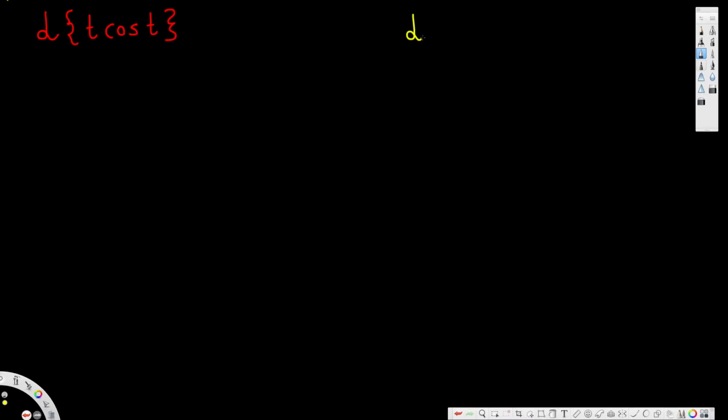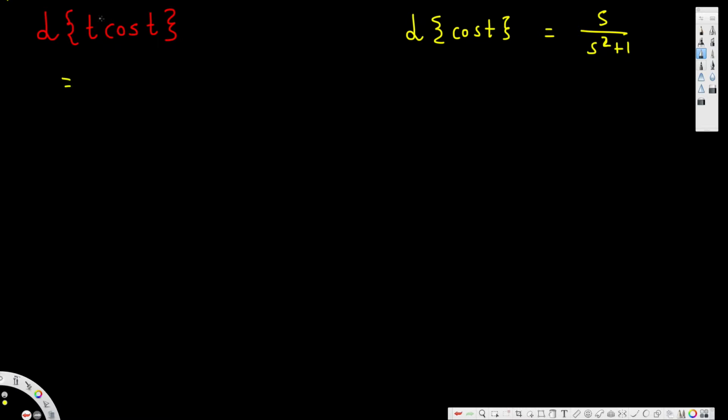Now let's see how to find out the Laplace transform of cos t. This is a generic formula we had to know. Laplace transform of cos t is equal to s over s square plus 1. How did we get the 1? It should be b square. Here b is 1, so it's going to be s over s square plus 1.